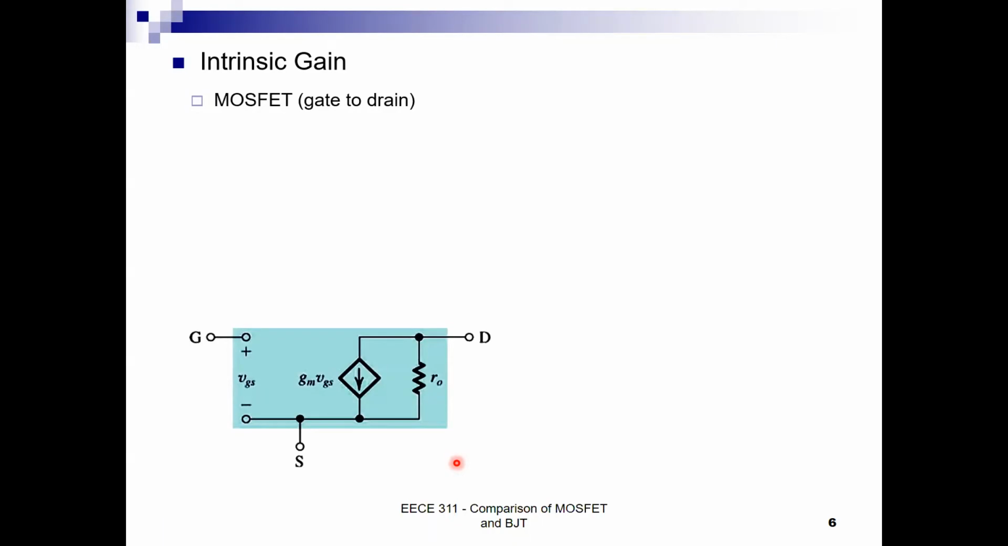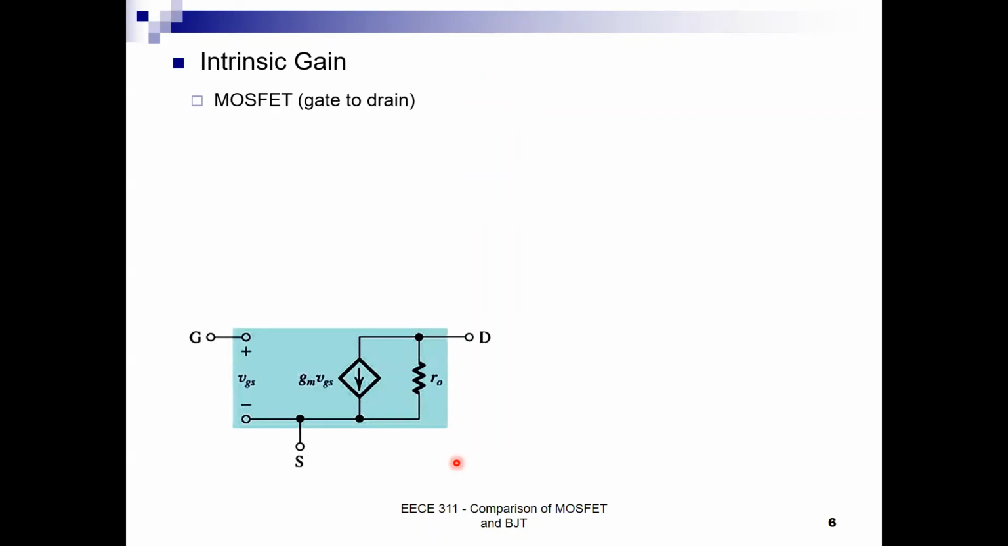If I have a MOSFET which is operating standalone, I would like to know what is VDS, if I measure VDS as my output, versus the input VGS. So I'm looking for VDS over VGS. What is this? The gain from the output of the transistor to the input of the transistor without any load.